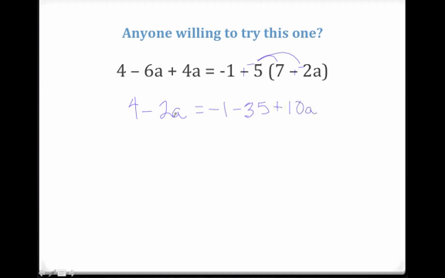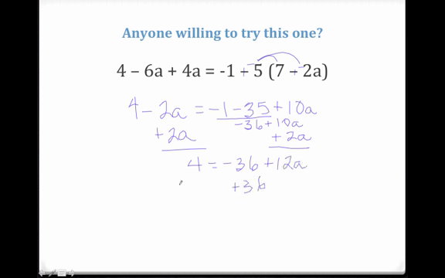I want to keep the variable positive if I can, so I'm going to add over here the 2a. I guess I should have combined these over here. Sorry about that. That was negative 36 plus 10a. And I'm going to add the 2a to it. So I had 4 equals negative 36 plus 12a. Add my 36 to both sides.